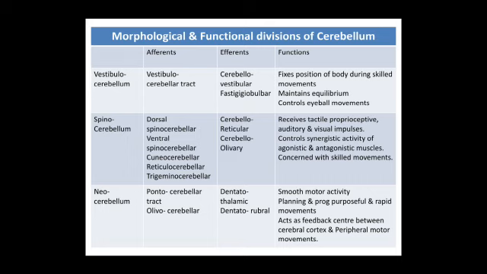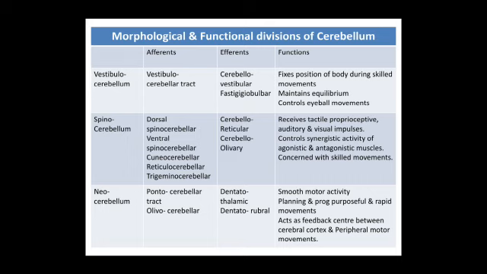Spinocerebellum: dorsal spinocerebellar, ventral spinocerebellar, cuneocerebellar, reticulocerebellar, trigeminocerebellar, cerebello-reticular, cerebello-olivary. So it receives tactile, proprioceptive, auditory and visual impulses, controls synergistic activity of agonistic and antagonistic muscles, concerned with skilled movements.